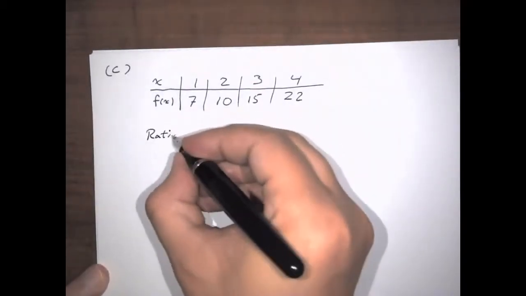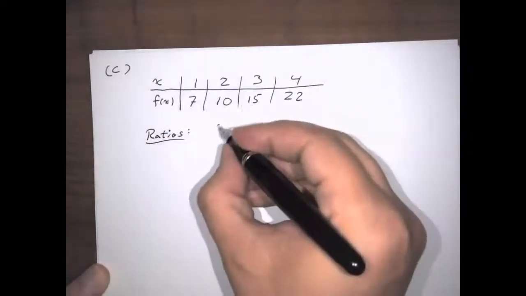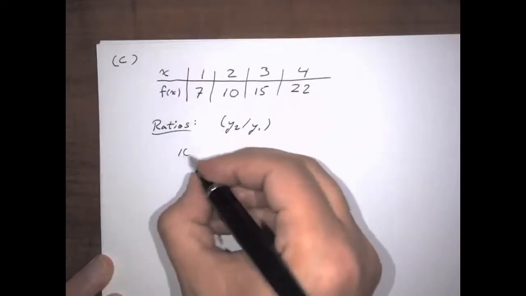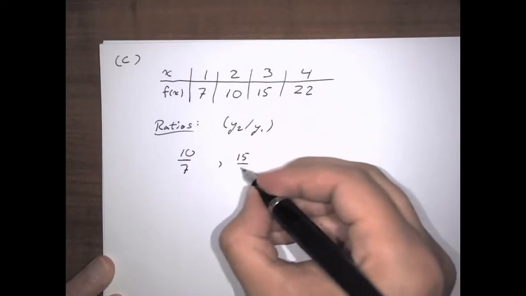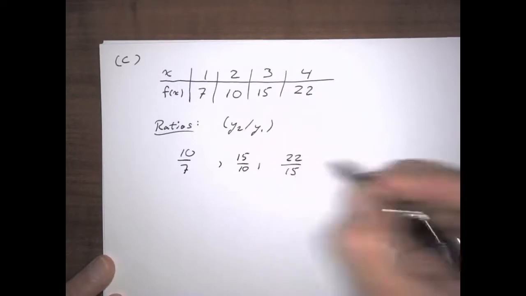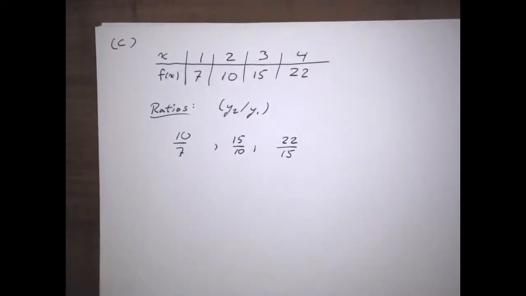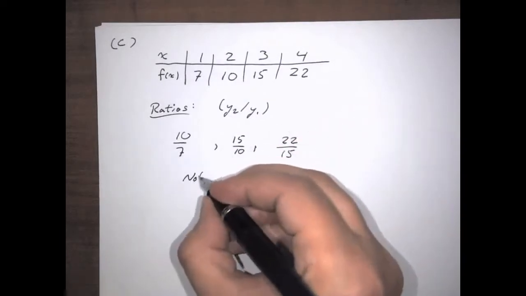So if we look at the ratios, y2 divided by y1 is going to be 10 divided by 7, 15 divided by 10, 22 divided by 15, and I don't have to be a genius of division to know that these aren't all the same. So not exponential.